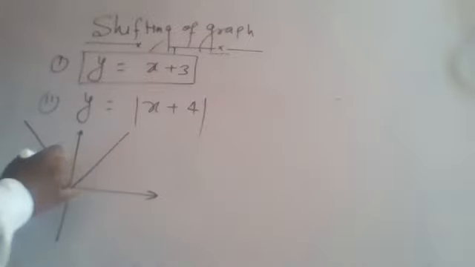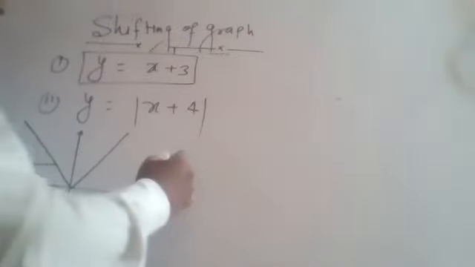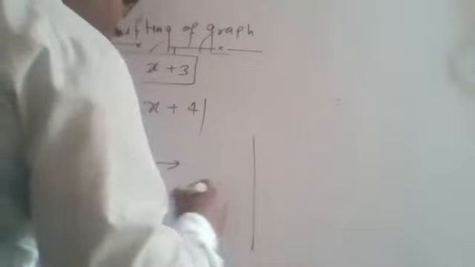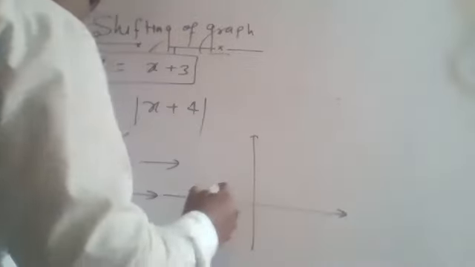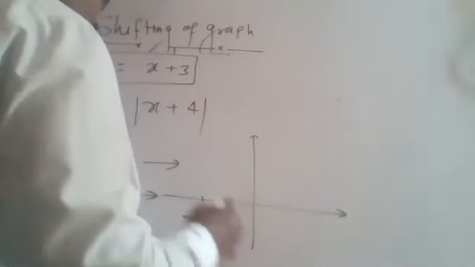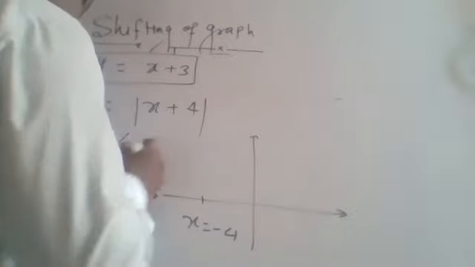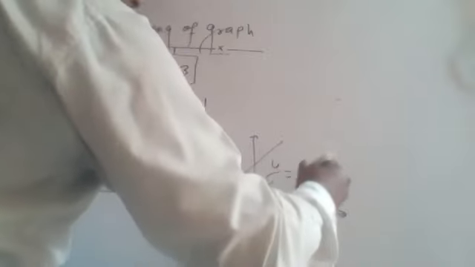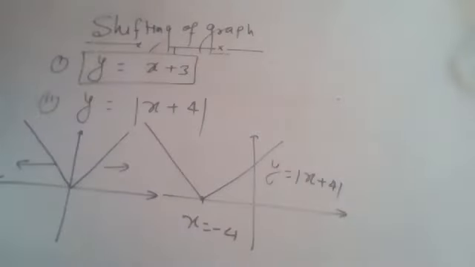Now we have to shift the graph along negative x-axis. When we shift the graph along negative x-axis, at x equals to minus 4, then we get the required graph. It means the graph of mod x plus 4. So by this way we get the graph. Write it down.